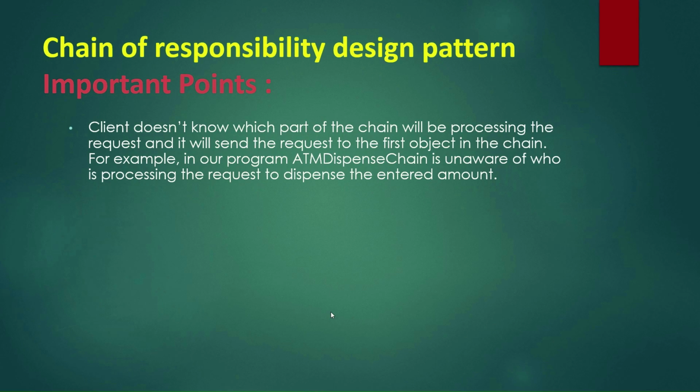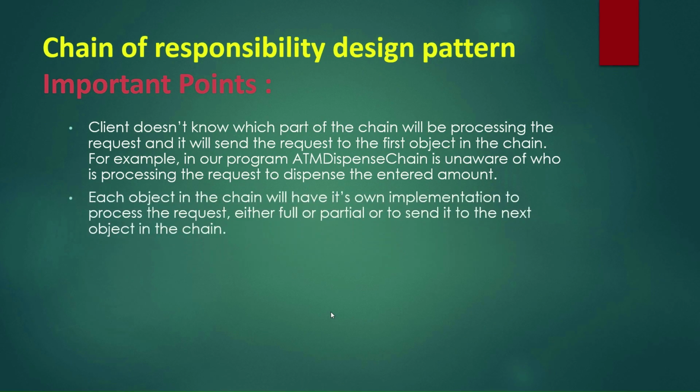For example, in our program, like the ATM dispense chain. In an ATM system, when we try to withdraw money, we just send a request, and from inside, the ATM processes it. It will go to the different objects: it takes 100 rupees, 200, 500 currency, and finally dispenses. So as a user, we don't know what the process is, or which object is handling the request, but finally we get the output.